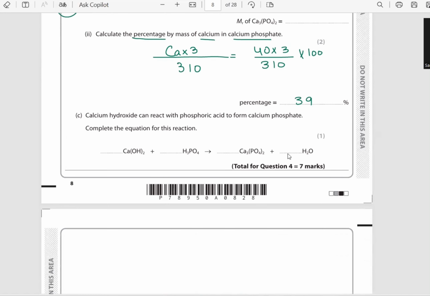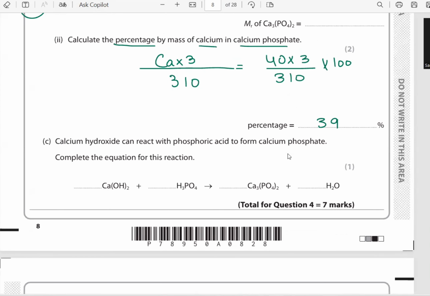In the next question, they are asking us to balance the chemical equation. Calcium hydroxide can react with phosphoric acid. It's just a neutralization reaction to form calcium phosphate, which is a salt, and it will make water also. Complete the equation. For this question, first of all, let's focus on calcium, which is only 1. And after the arrow, calcium is 3 times. Let's multiply here with 3. So calcium is balanced.